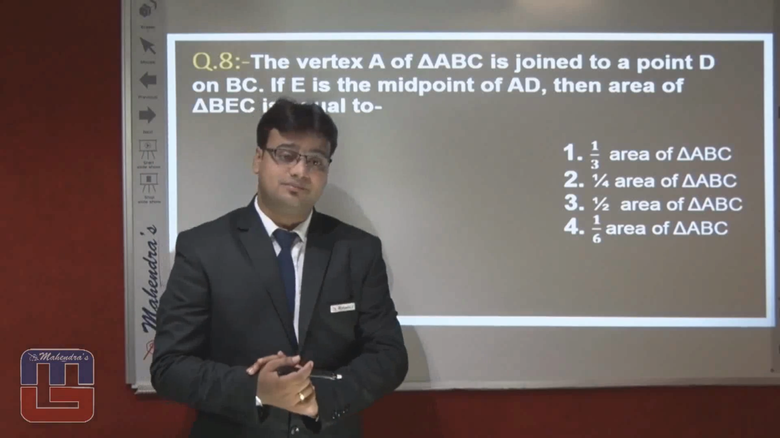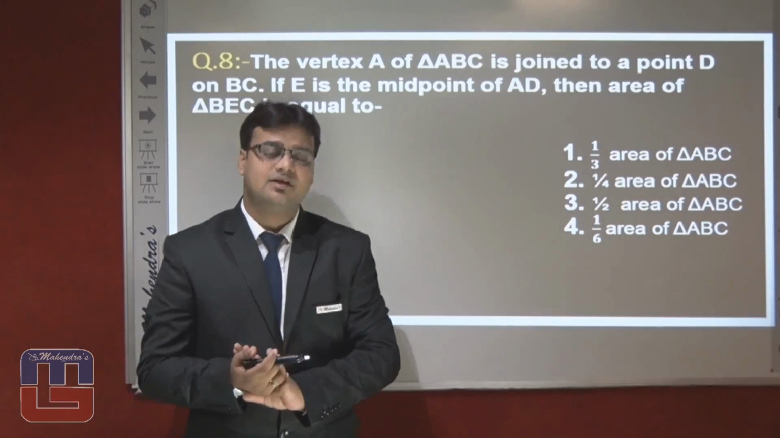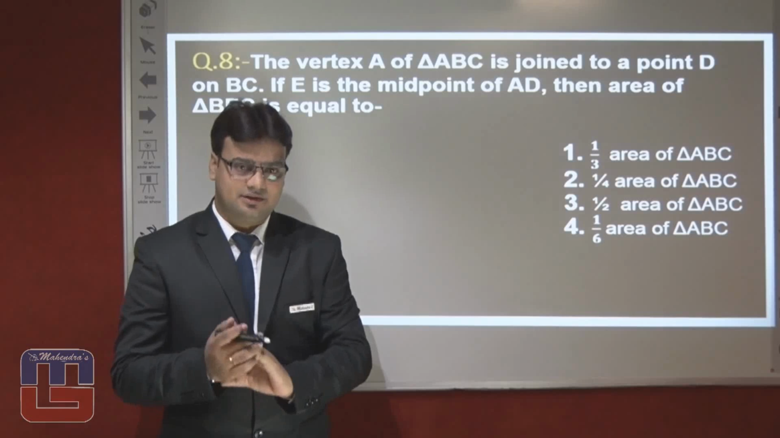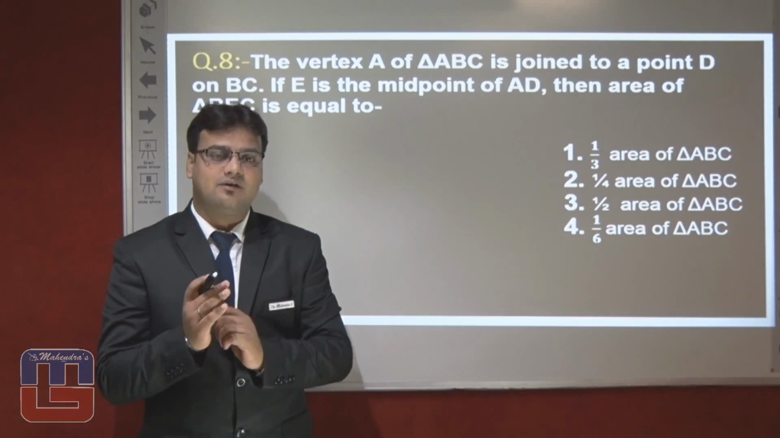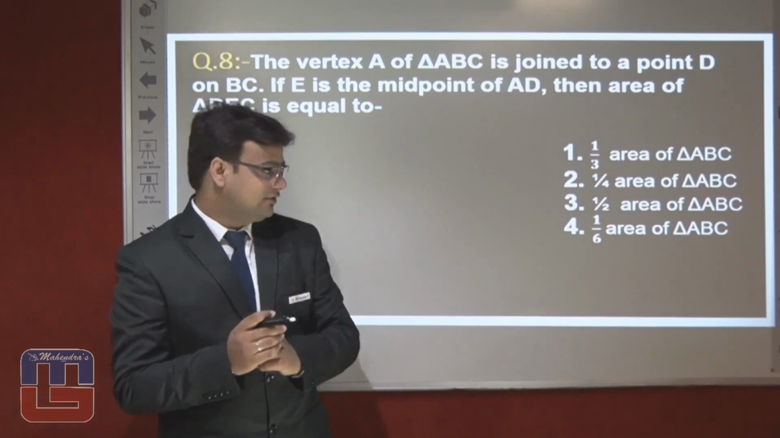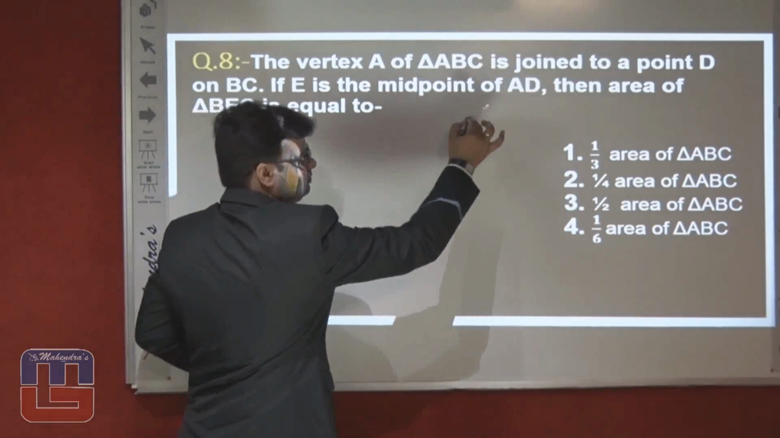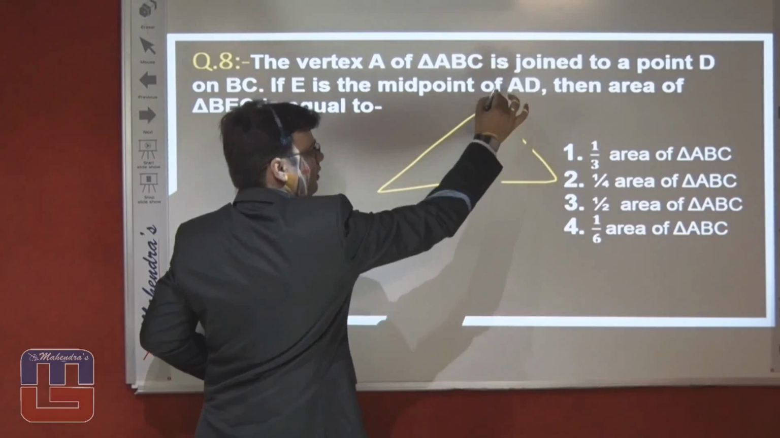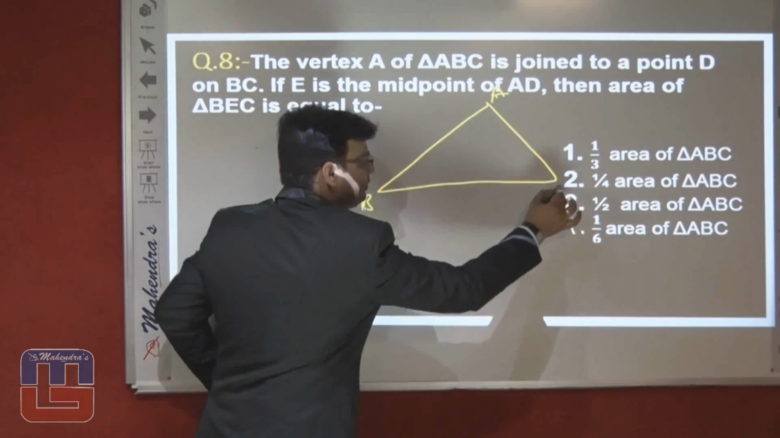Here also the question is based on geometry basics. The vertex A of a triangle ABC is joined to a point D on BC. Firstly, we draw triangle ABC.